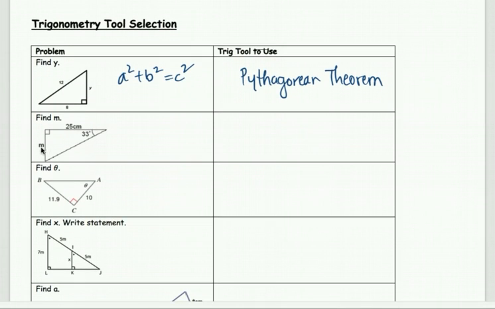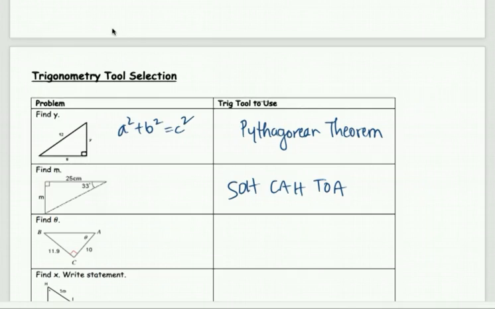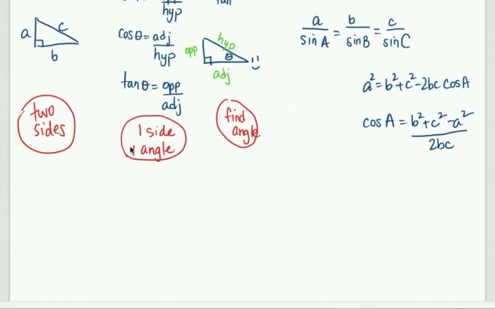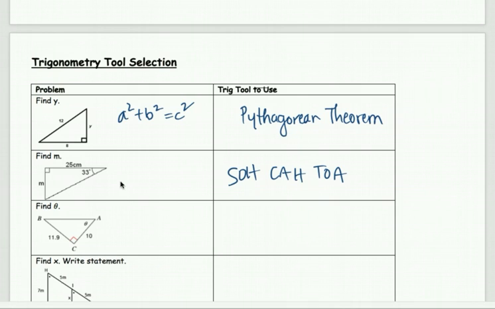Find M. So we need to find a side. We are given a side and an angle. Okay, so here I would use SOHCAHTOA. Okay, so I'll call SOHCAHTOA these ones here, these primary trig ratios. All right, and so again, you would stand here. That's the opposite. That's the adjacent. Okay, we don't have the hypotenuse, so I would use the tangent ratio.